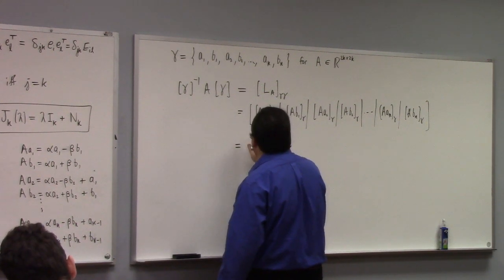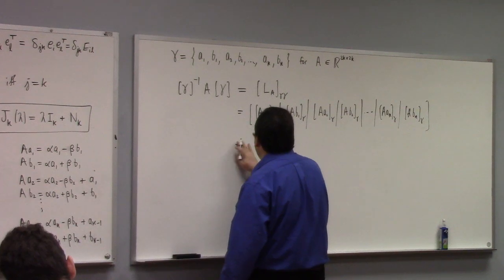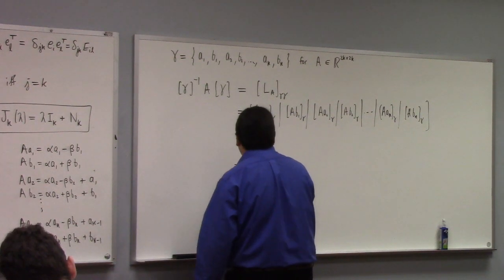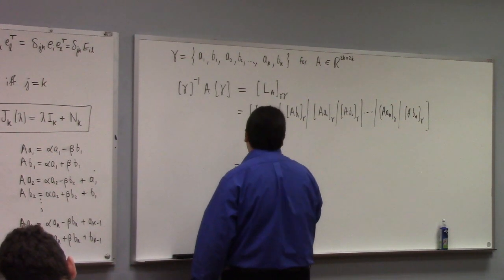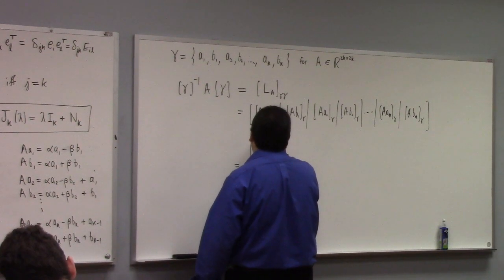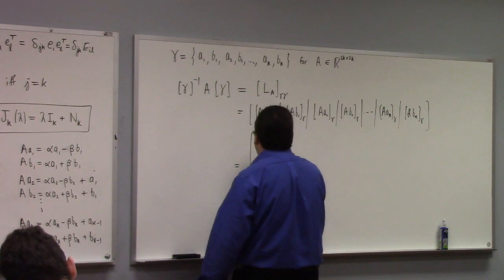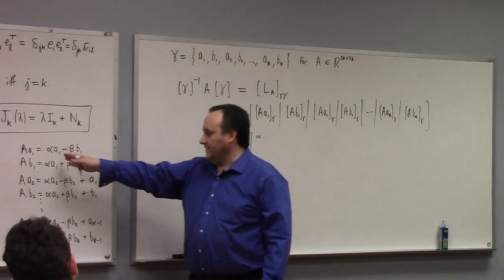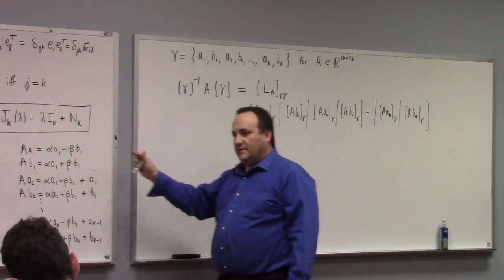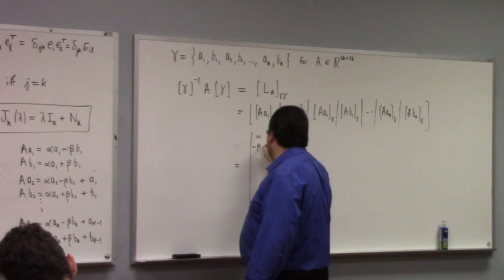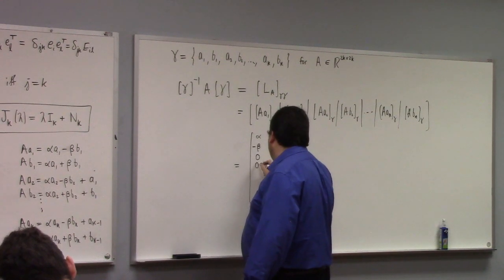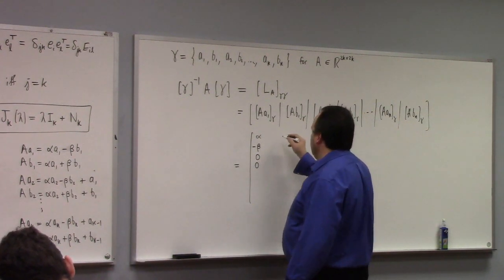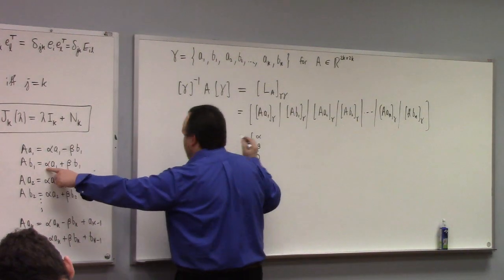And what that looks like is, well, it's kind of a mess to write out in the plus dot dot notation, but I started it, so I'm going to finish it here. So in the first column, I get alpha in the first spot, minus beta in the second spot, and then zeros after that. In the second column, I get alpha in the first spot.